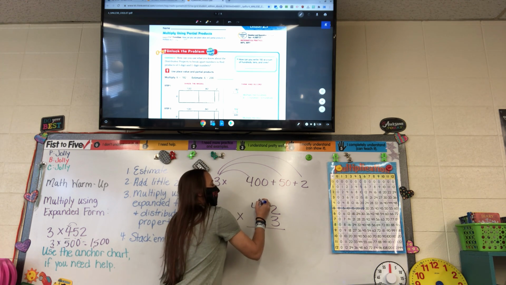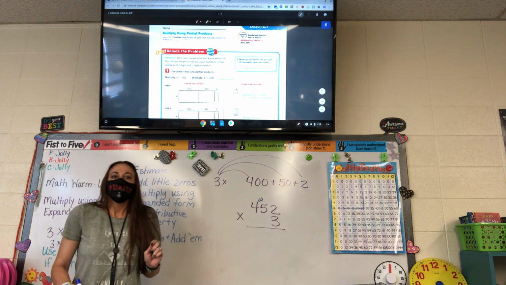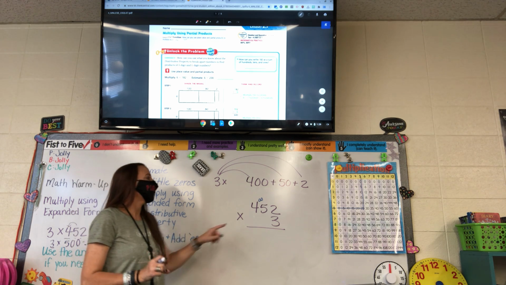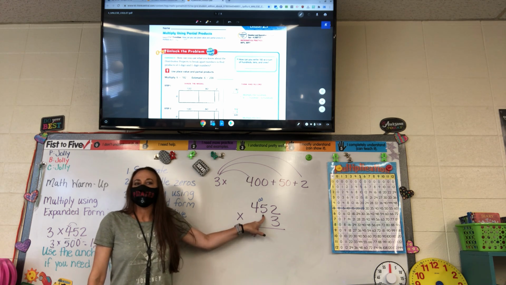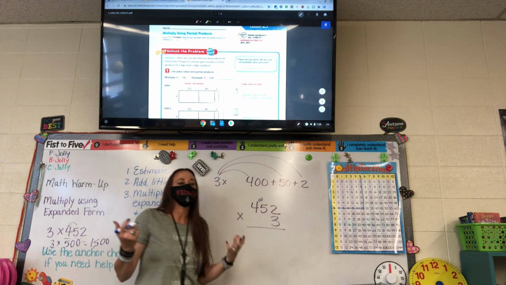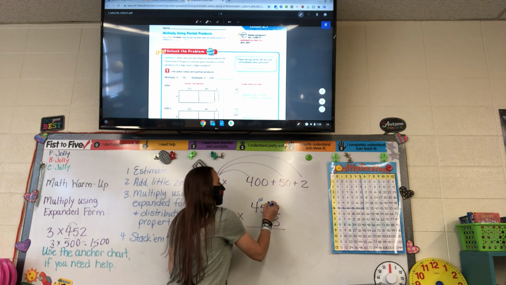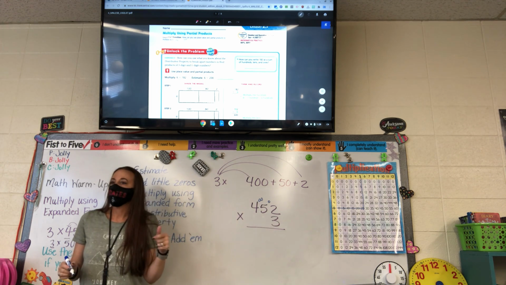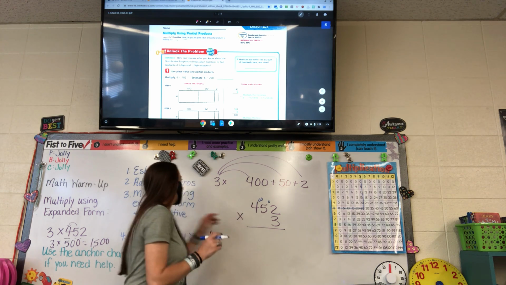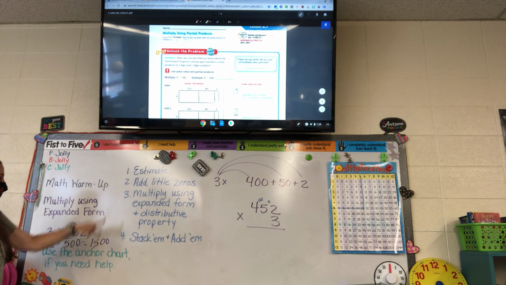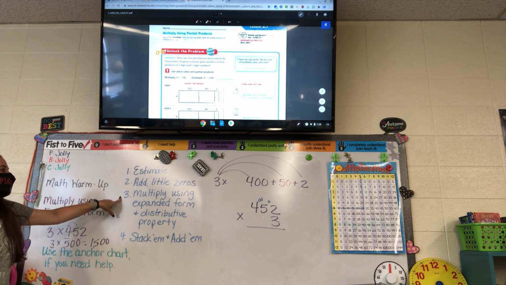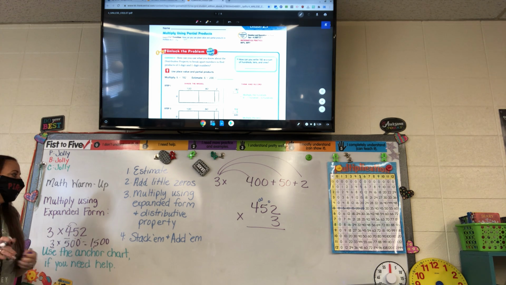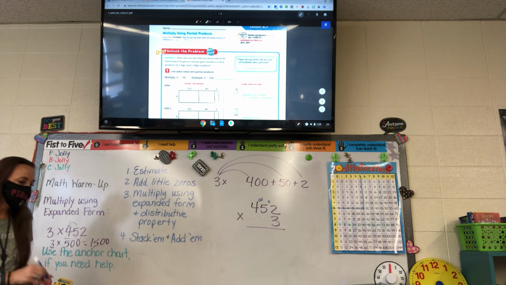This is what you're going to do. You ready? You're going to put 2 little zeros up there. Aren't they cute? Okay. Is this 5 really a 5? No. What is it really? 50. How many zeros are in 50? 1. Is this 2 really a 2? Yes. Okay, so first step we estimate, which we did. Second step, we add our little zeros. Third step, we multiply using expanded form and the distributive property.